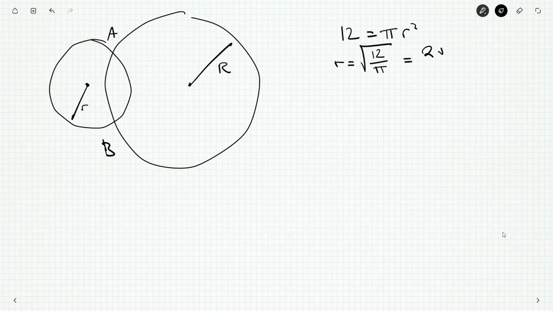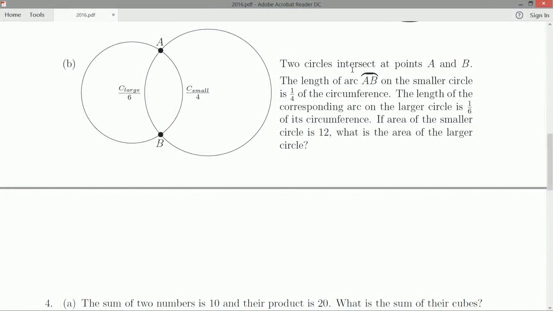Which I guess we can write as 2 root 3 over root pi, but I have a feeling we're not going to be using r itself in this form. We'll probably just keep r through our equations. So now that I know what r is, I can figure out things like the circumference of the small circle.